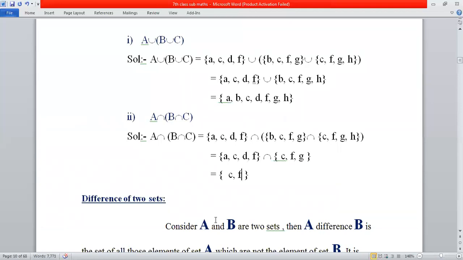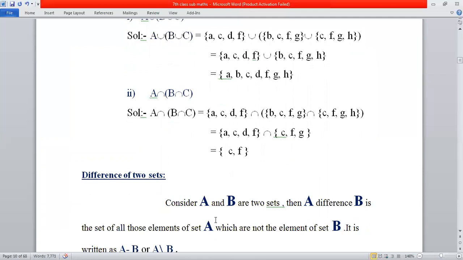Now the third operation is the difference of two sets, that is, how to subtract two sets. Difference means subtraction. So how do we subtract two sets? Before going to the definition, remember one thing: when we find the difference or subtraction of two sets, we concentrate on the first set.